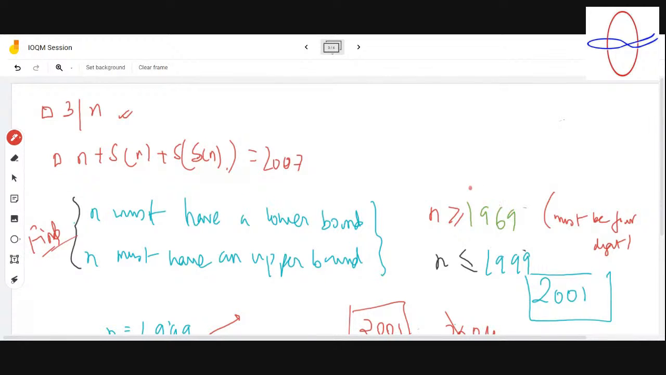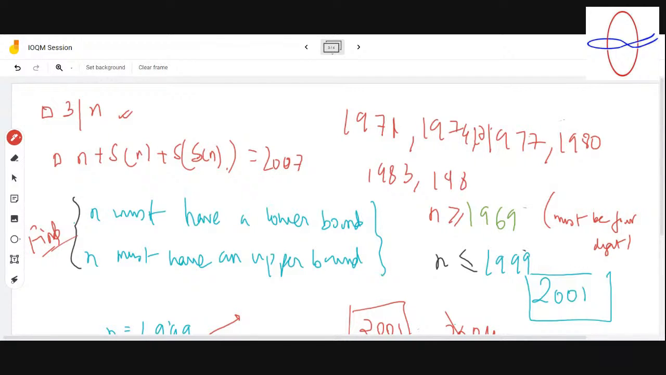Above 1969 it should be 1971, then 1974, then 1977, then 1980, then 1983, then 1986, 1989, 1992, 1995, and 1998. So we have these 10 opportunities out here. Now let's check one by one for which it happens.